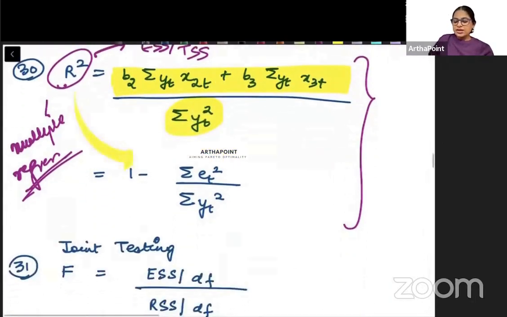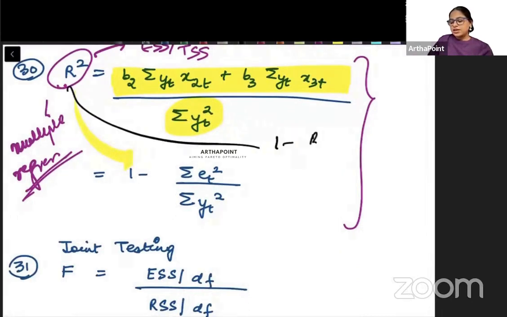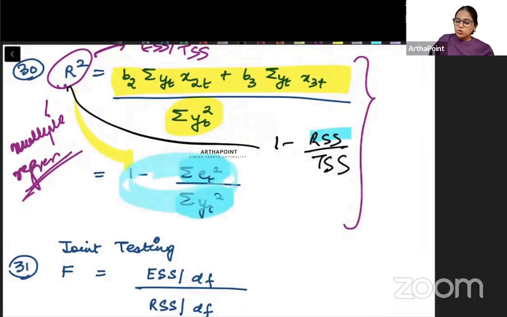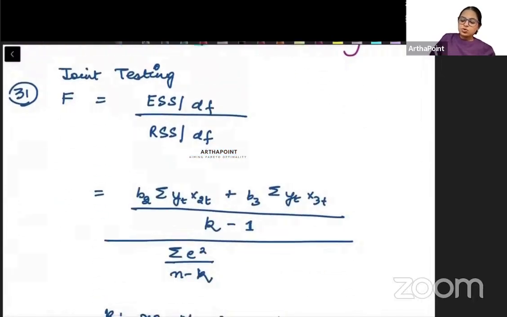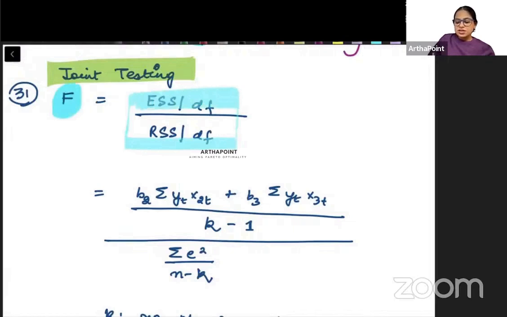Similarly, R square को लिख सकते हैं 1 minus RSS by TSS. तो RSS is nothing but summation e square और TSS क्या है, summation y square, तो R square can also be written as 1 minus summation e square by summation y square. Now, whenever you have to do joint testing, जब भी आप joint testing करोगे, you will go ahead and you will use the F test. F test is ESS divided by its degree of freedom upon RSS divided by its degree of freedom.